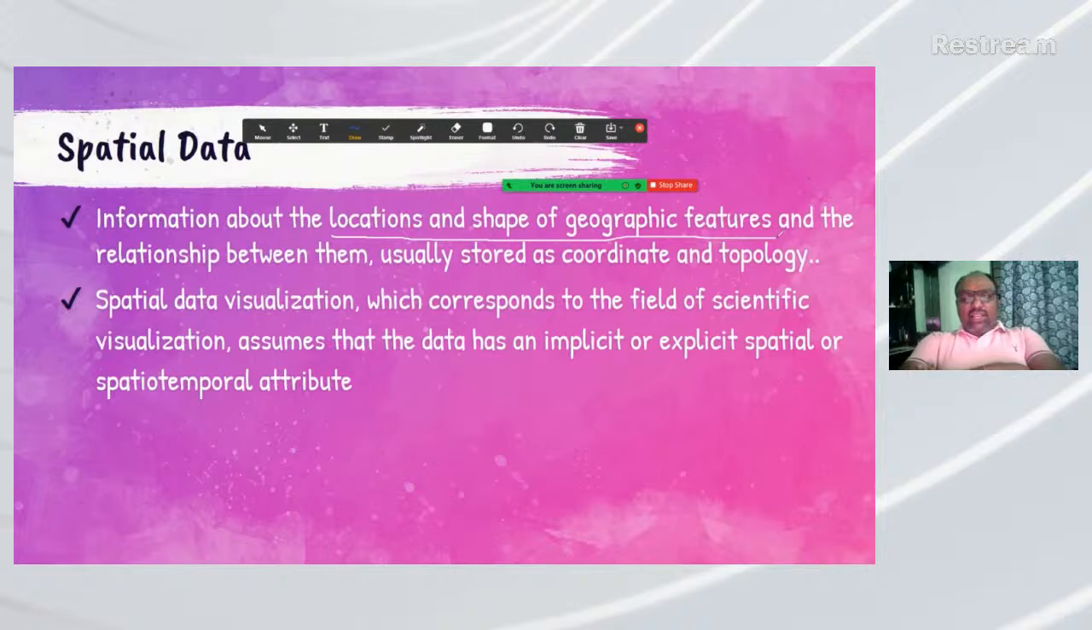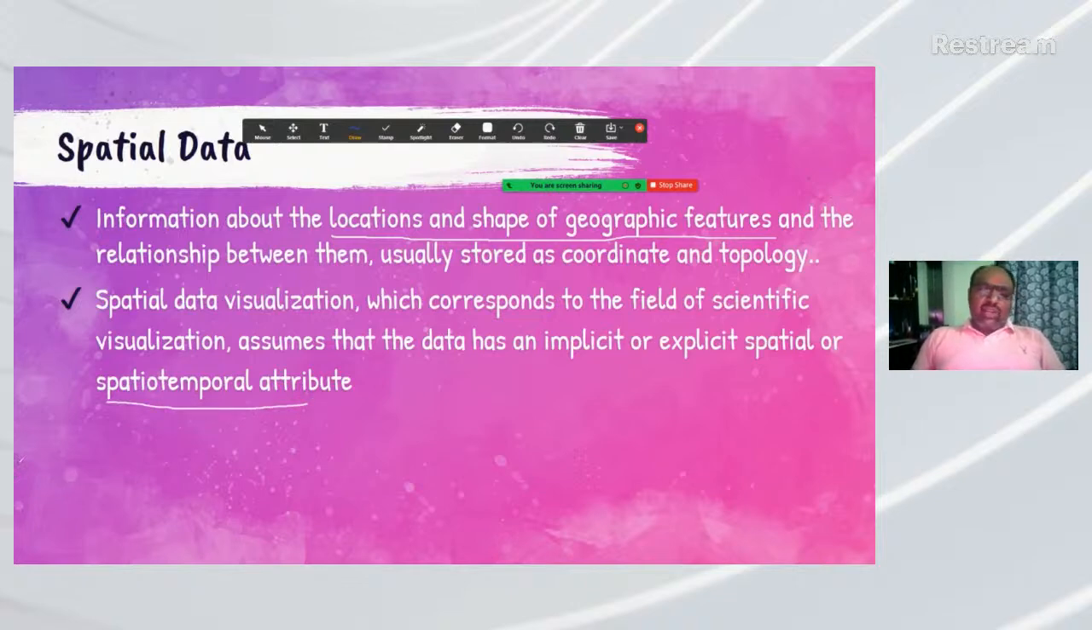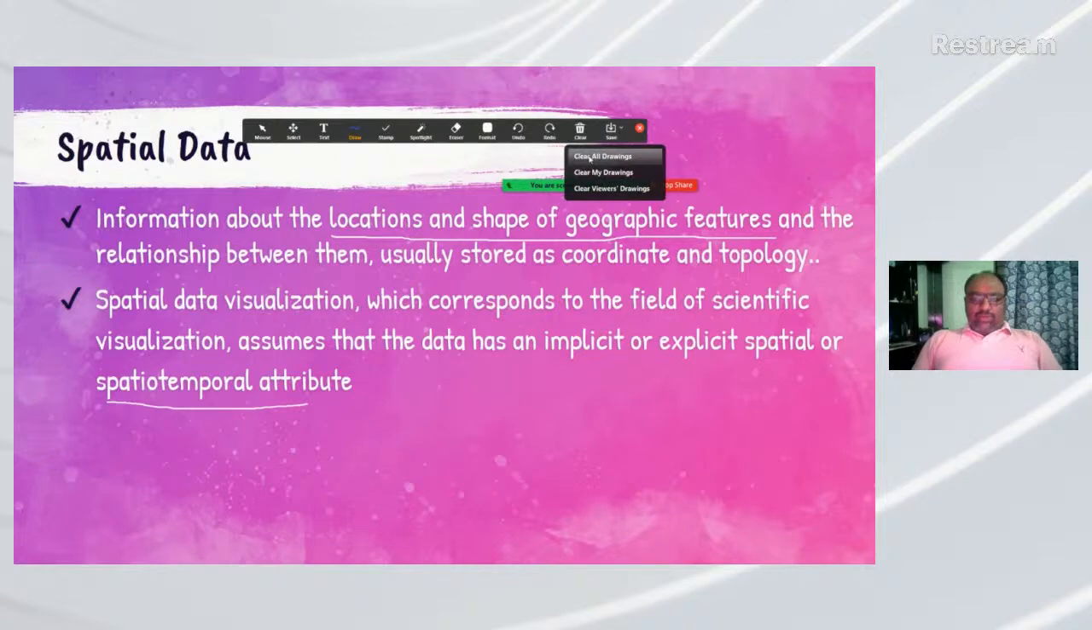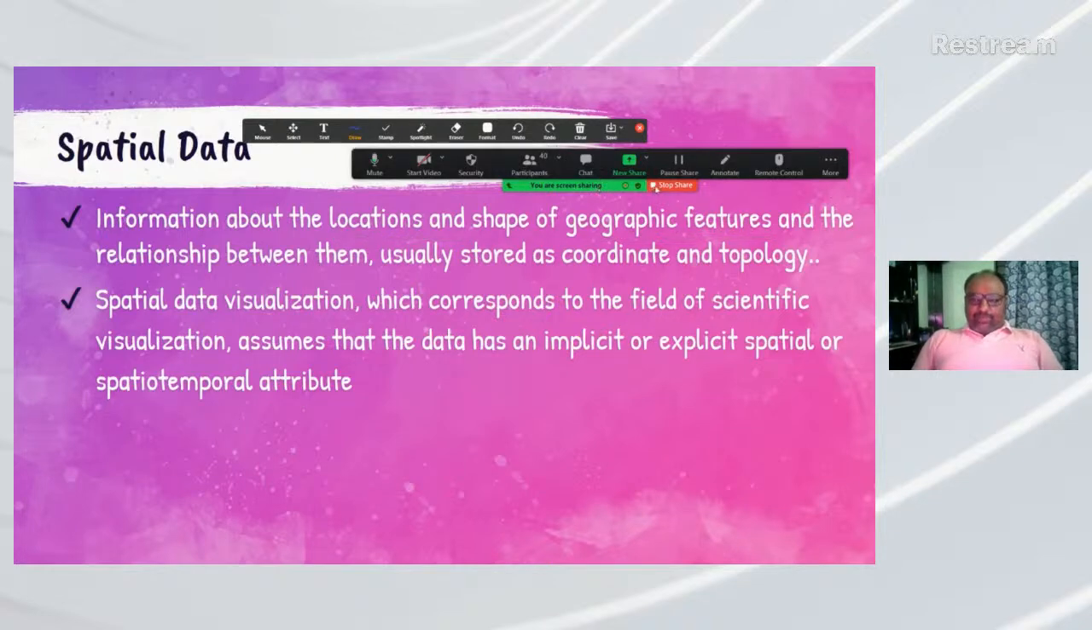If spatial data is mixed with time, then we call it spatio-temporal data. It will have a spatio-temporal attribute, which means it is spatial data with a time attribute. So for that sake, I just want to show you one small example to understand much more clearly.